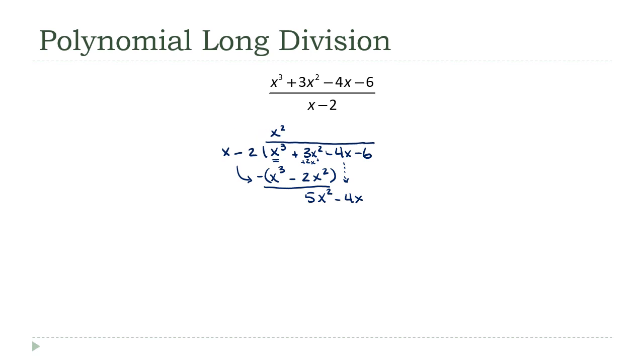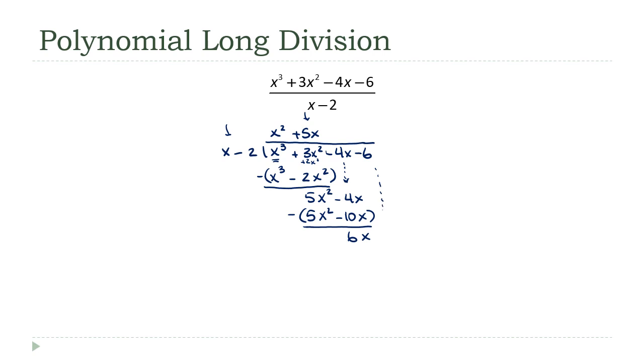I need to put something up here on the top, in this second position, so that when I multiply it by x, it gives me 5x squared. All right, so I'm going to put a 5x here, and then I'm going to multiply again. 5 times x is 5x squared. 5x times negative 2 is negative 10x. Then we're going to subtract. So 5x squared minus 5x squared, that's 0, right? That was the goal. Minus 4x plus 10x is 6x.